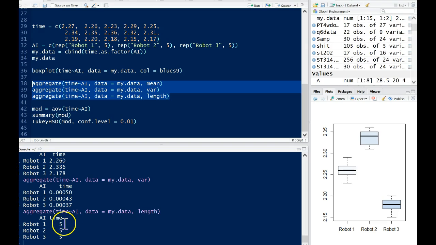And we can see that our number of observations in each group is equal, all equal to 5. All right, so the next thing we want to do is set up our single factor ANOVA F test and get our ANOVA table.